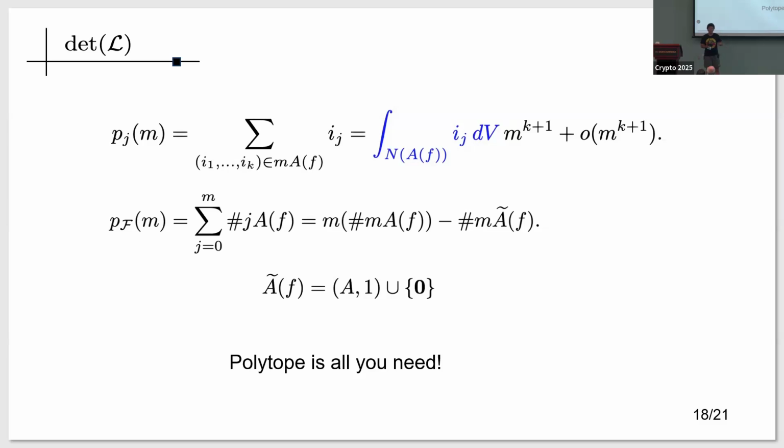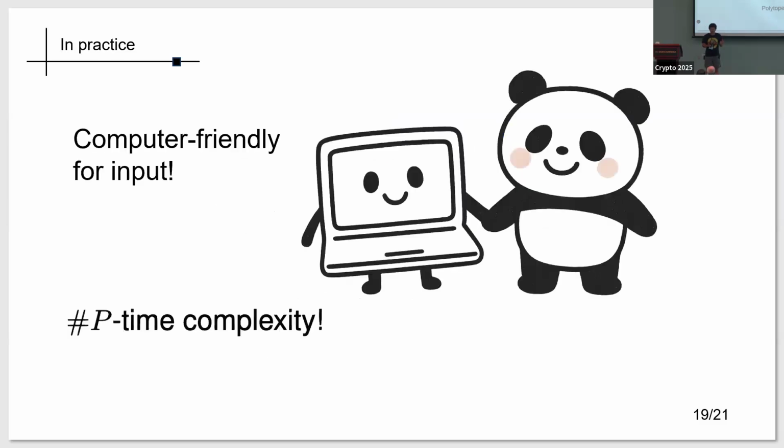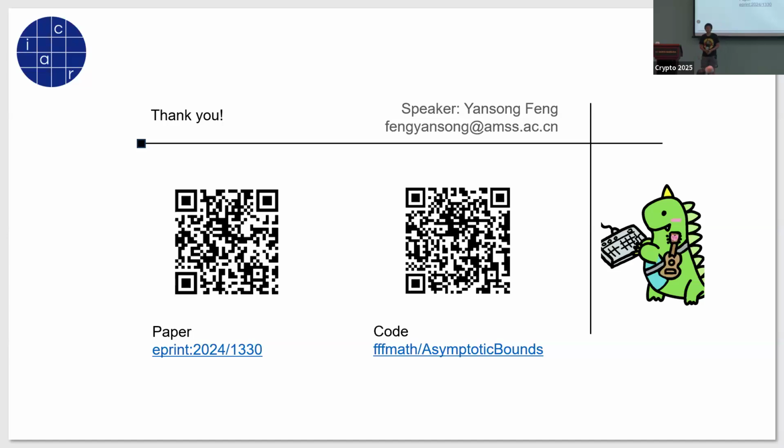So that's what I want to say: a polytope is all you need. In practice, it's very computer friendly for input. If we want to use the Coppersmith method for some specific f, we just use the monomials of f as input to the computer, and the computer will help us compute this integral, and the time complexity is polynomial. Yeah, that's all. Thank you.